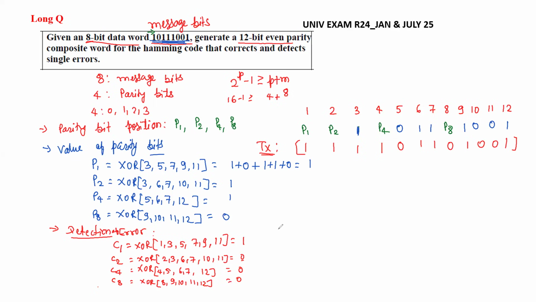In this situation, we see that C8, C4, C2, and then C1 give the bits 0, 0, 0, 1. So 0, 0, 1 is equivalent to decimal 1. That means the first bit has an error. The first bit is the first parity bit, so that bit should be changed. If it is 1, it will change to 0. If it is 0, it will change to 1.